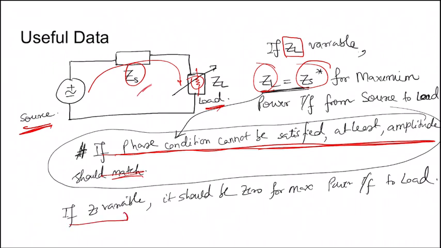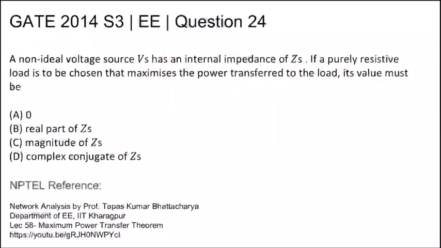Now if Zs is variable, then it is very easy. You only have to make Zs 0, and that is the condition for the maximum transfer theorem. But here the source has a constant internal impedance, which is a practical case. Zs being variable is not a practical case. The load can be varied, and for a particular load maximum power is transferred from source to load.